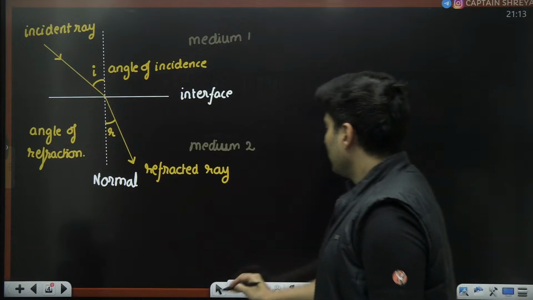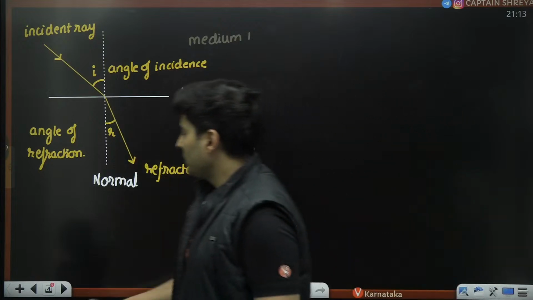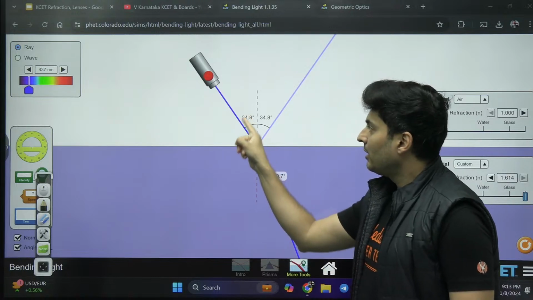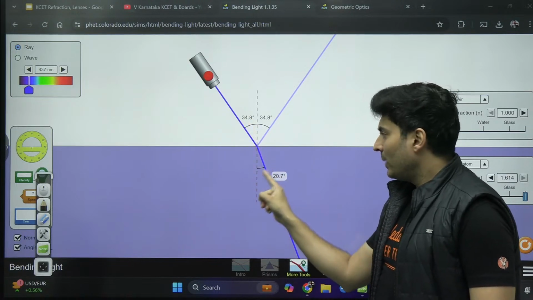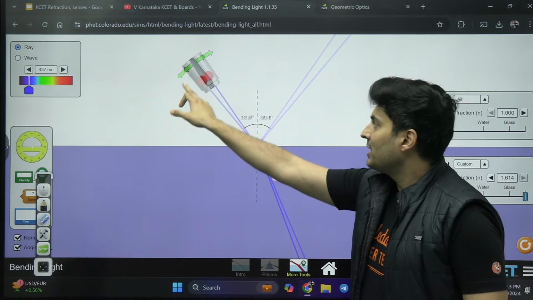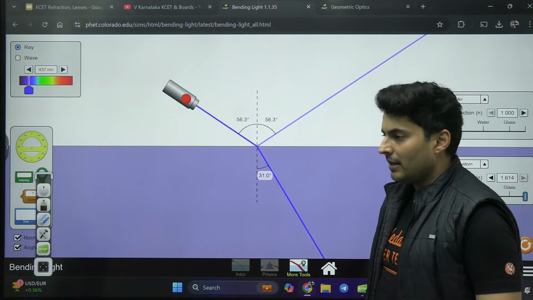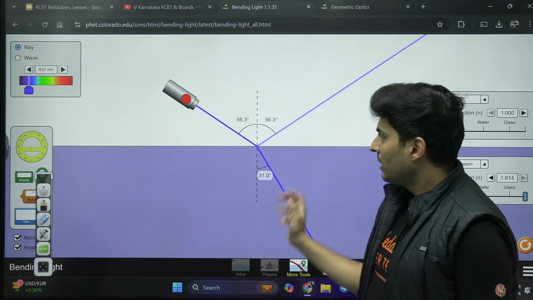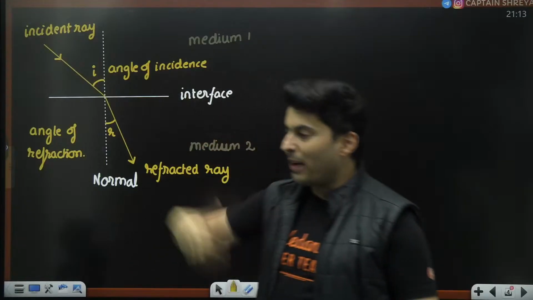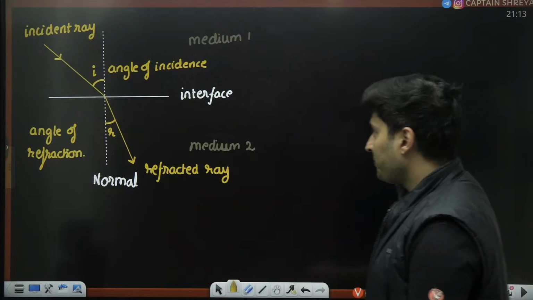Okay. Now, having said this, all these angles were also there over here. This was the normal. Here 34 degrees is the incident angle, 20 degrees is basically your refracted angle. If I change it, you can see this is the new incident angle, this is the new refracted angle, correct? I hope you can see that, right? This is the incident ray, this is the refracted ray, the ray which bent after passing into another medium, correct?